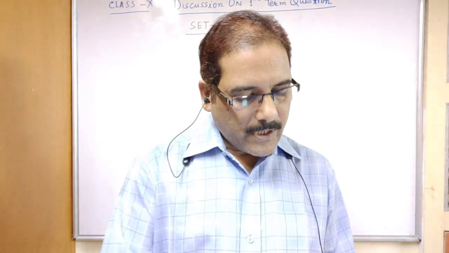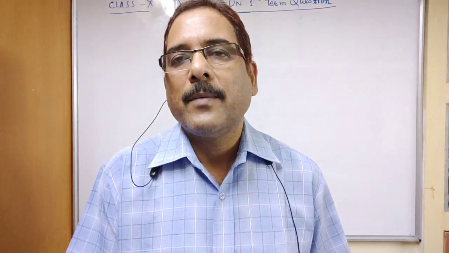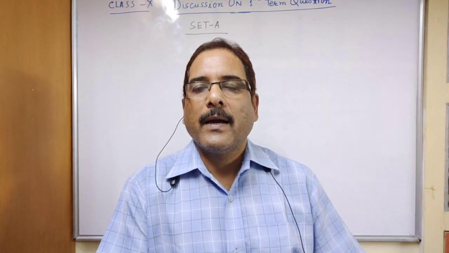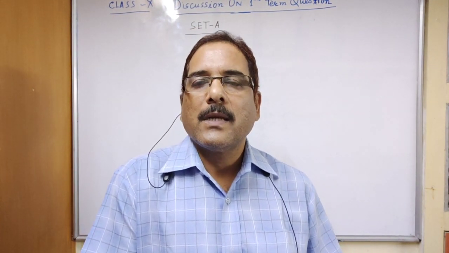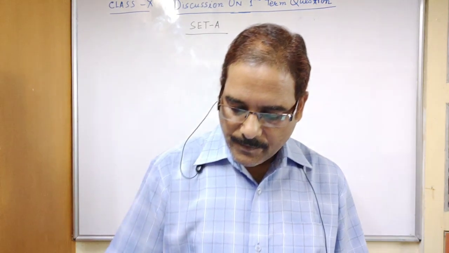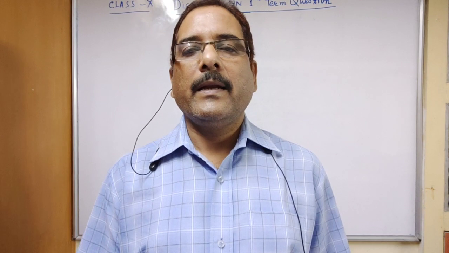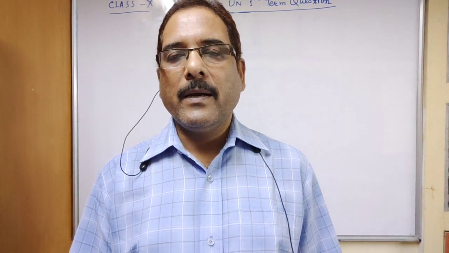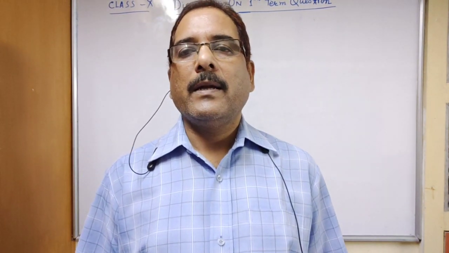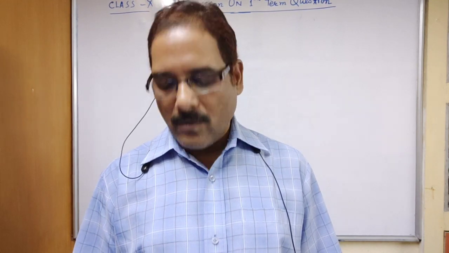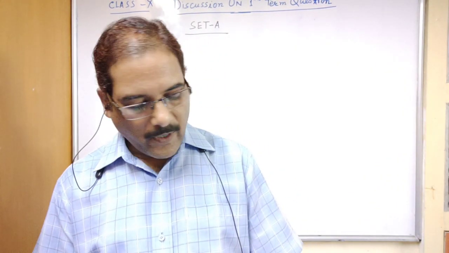Then the third question was a direct one. The third part of the third question states Snell's law. So you have to write that the ratio of the sine of the angle of incidence to the sine of the angle of refraction is a constant for a given color of light and for a given pair of media, and you can write sin i by sin r is equal to constant. So 1 mark for it.